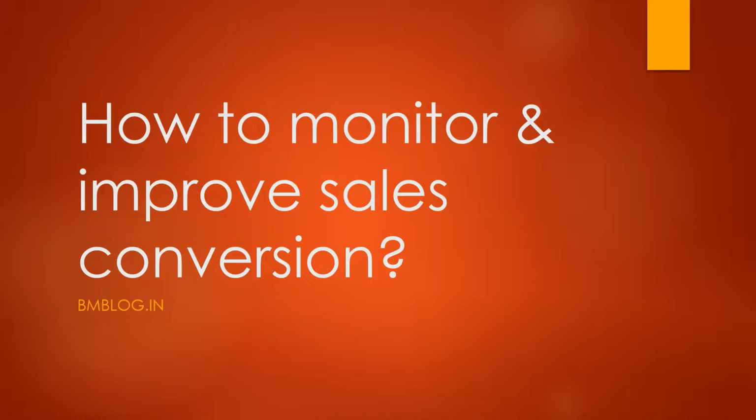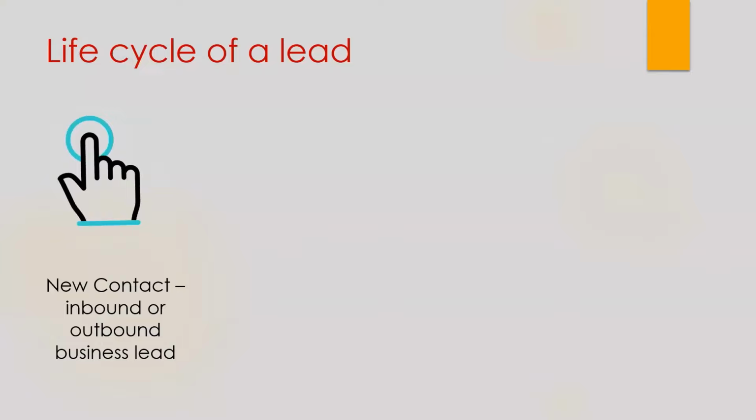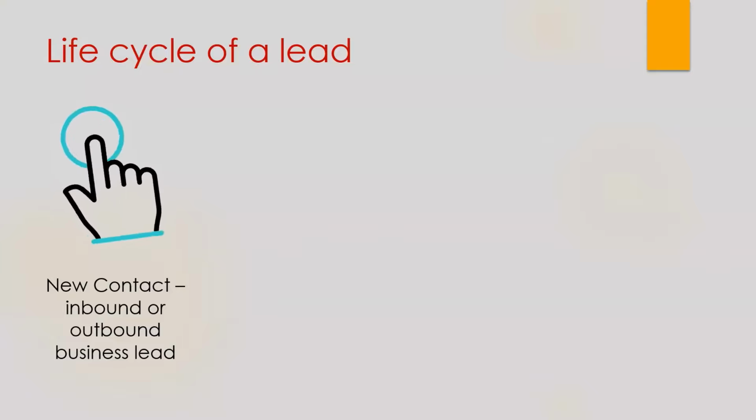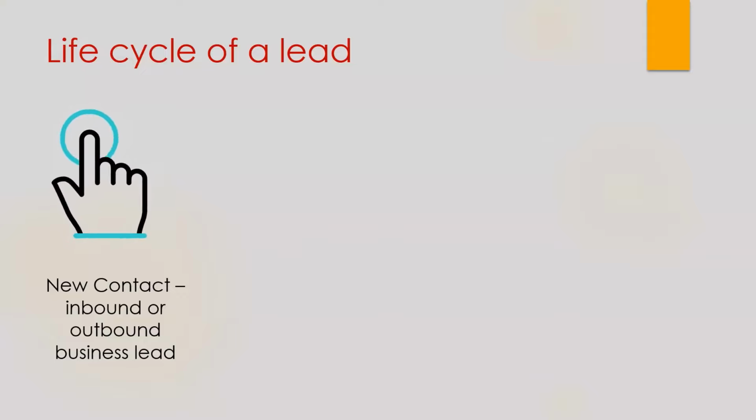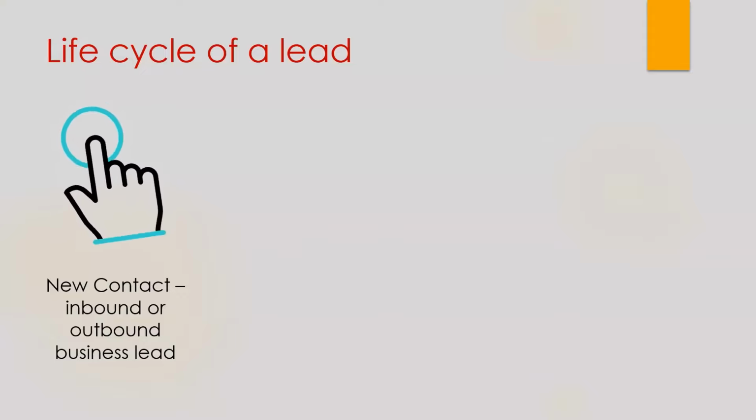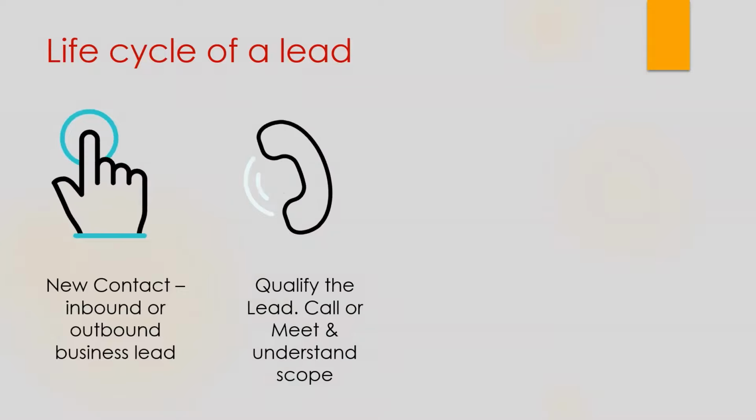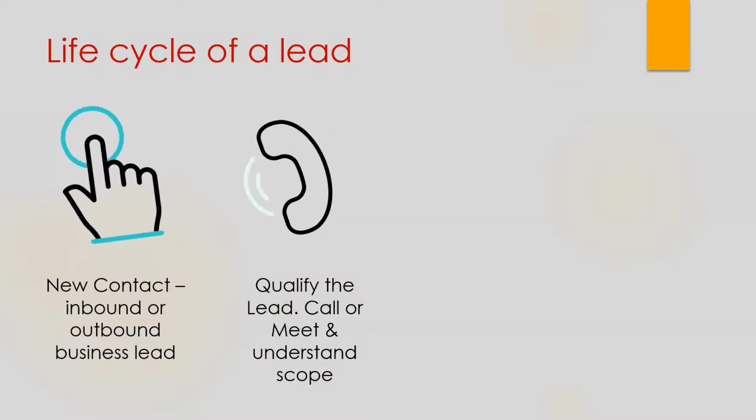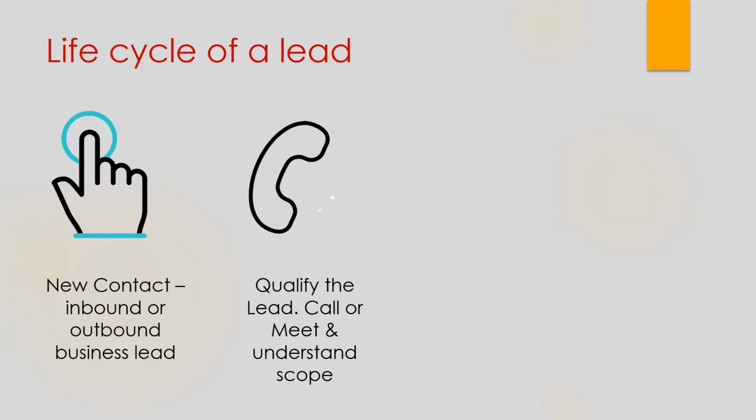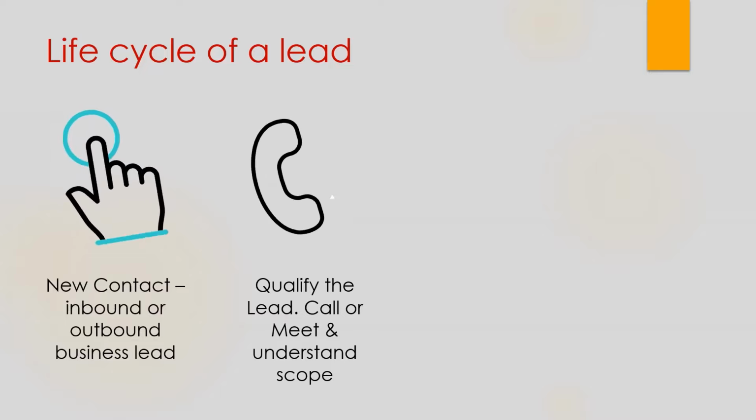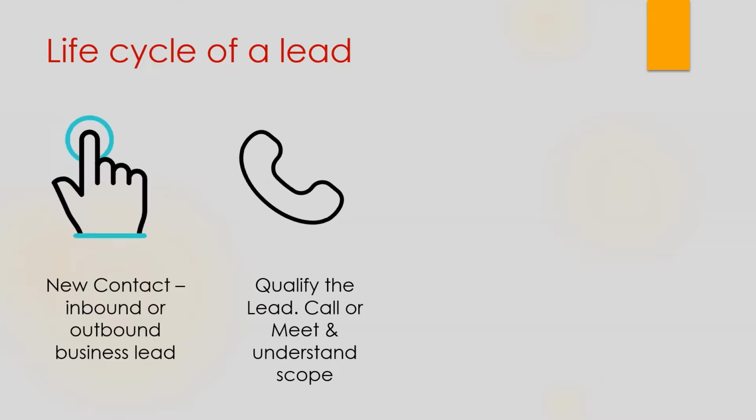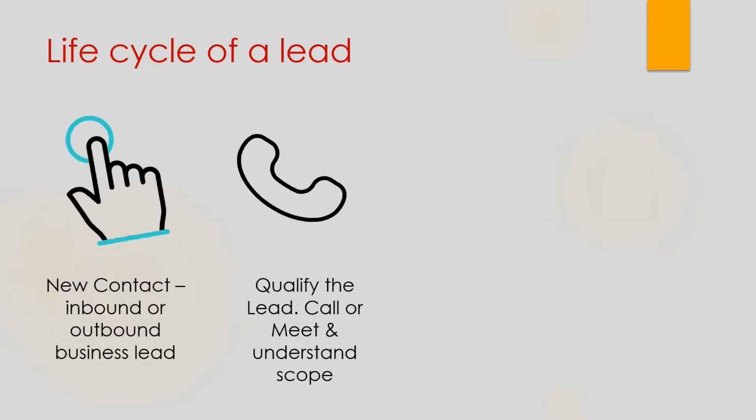So first, let's look at the life cycle of a lead. The life cycle of a lead starts from the contact stage where you receive a new lead, a new customer contact. It could be an inbound lead, social, paid advertising, website lead, referrals, exhibition, or it could be an outbound business lead where you reach out to a prospective customer via a cold call or an email. Then you move to the qualifying stage where you qualify the new lead. You call and meet the customer, you understand the scope and decide whether it fits within your service portfolio or not.